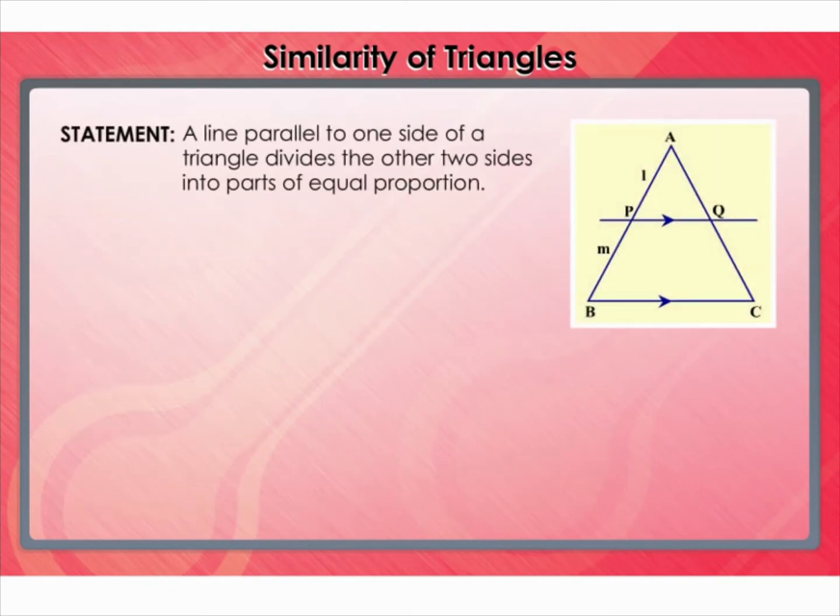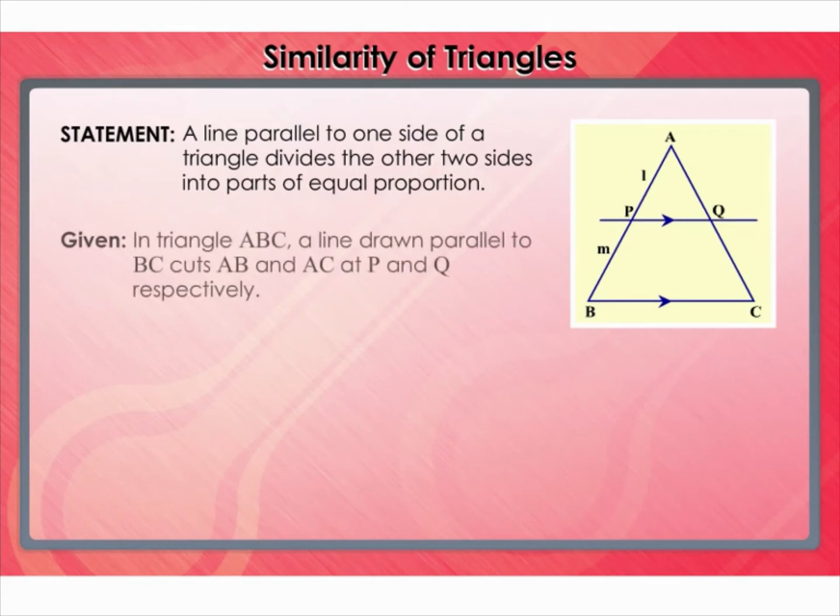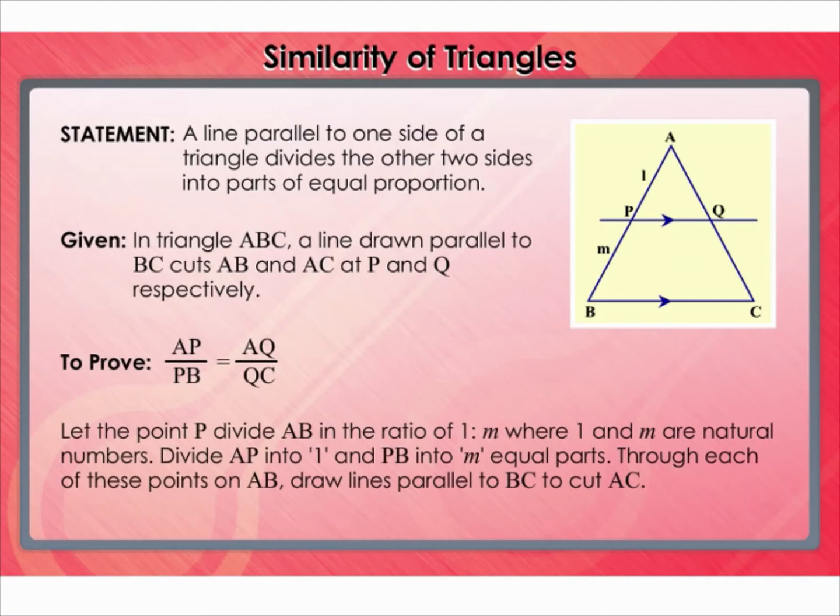Statement: A line parallel to one side of a triangle divides the other two sides into parts of equal proportion. Given: In triangle ABC, a line drawn parallel to BC cuts AB and AC at P and Q, respectively. To prove: AP by PB is equal to AQ by QC. Let the point P divide AB in the ratio of L:m, where L and m are natural numbers.